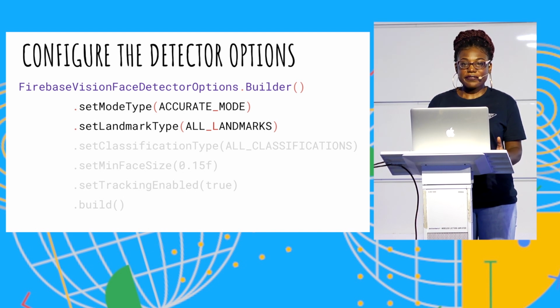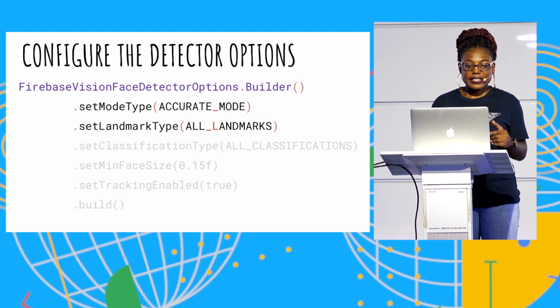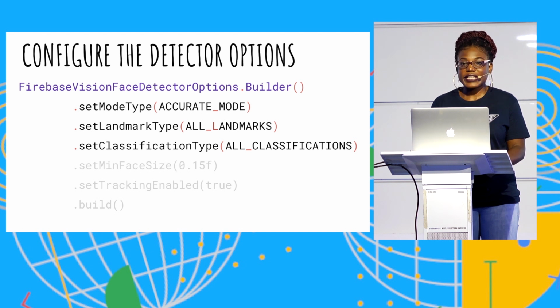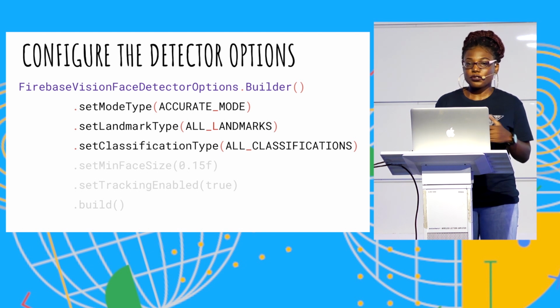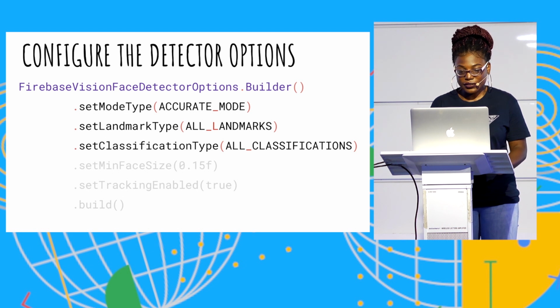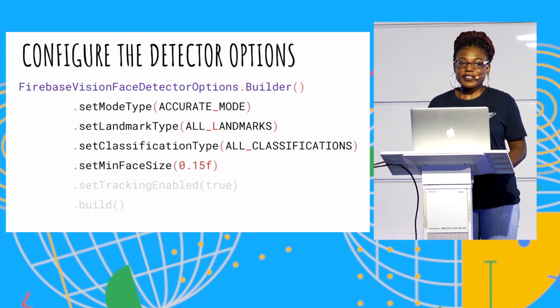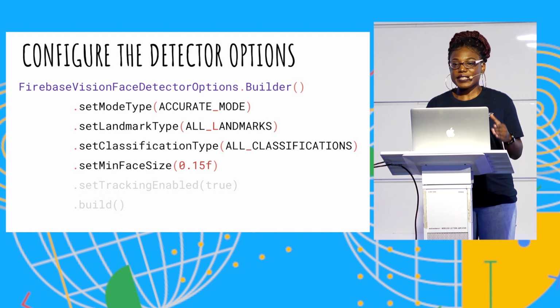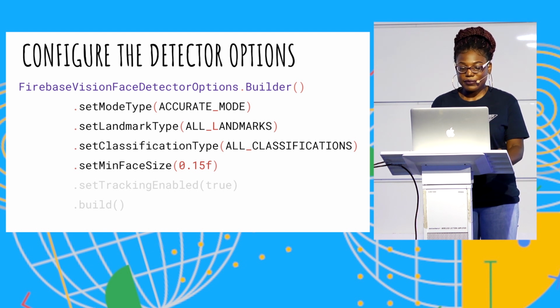So we talked about the landmarks on the faces, right? This is where you configure that. You can either detect all the landmarks, or you can detect a specific landmark, and you have options for that. But of course, if you're detecting all the landmarks, know that this is going to be slower than detecting just one of them. And then you can set classifications. That's whether the eye is open or not, whether the face is smiling or not. You can set the minimum face size, so you tell the API, give me faces that are larger than this size. You can also track faces.